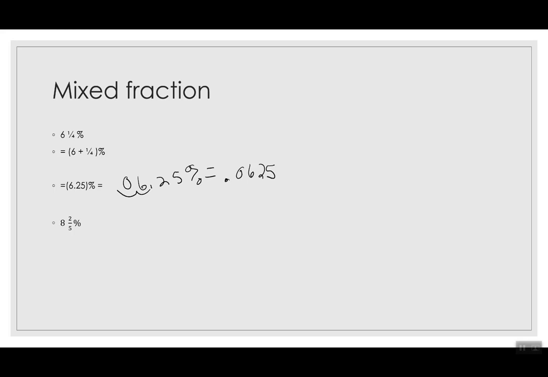Let's try it again. I have 8 2/5%. Just like we did before, we're going to separate the fraction from the whole number. So I have 8 + 2/5%. 2/5 is 0.4, so I have 8.4%. Once again, I'm going to put a 0 in front of the 8 so that I can move the decimal place two places to the left, which gives me 0.084.